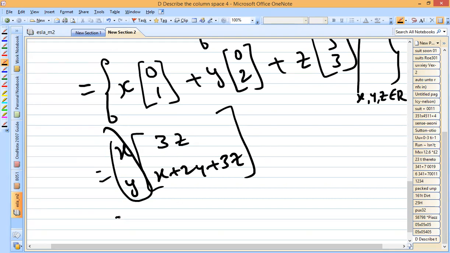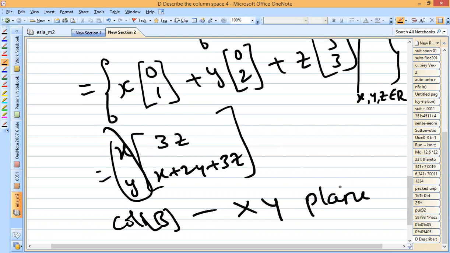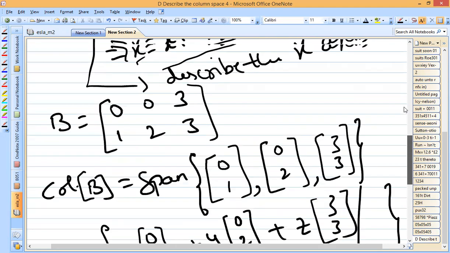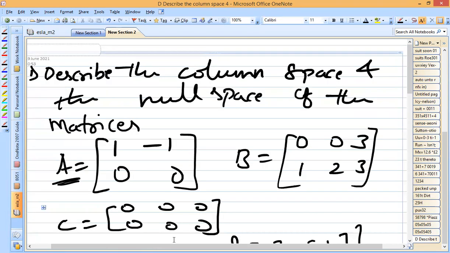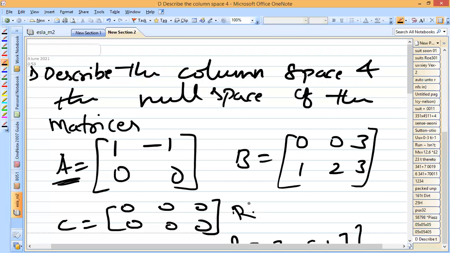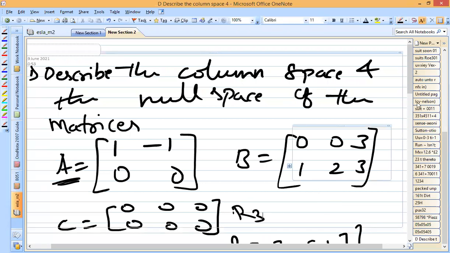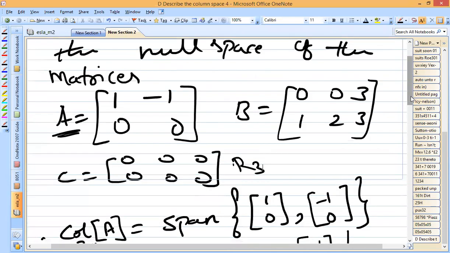So here you can say that the column B is defining the XY plane. And similarly, for the third matrix, you can see that all the elements in the matrix C are 0. So here it is nothing but a null space. Whenever you have a null space, all the elements are 0. So here you can say that it is going to define a line in R3 since 3 elements are there. So it will be defining a line in R3. So for B also it is R3.